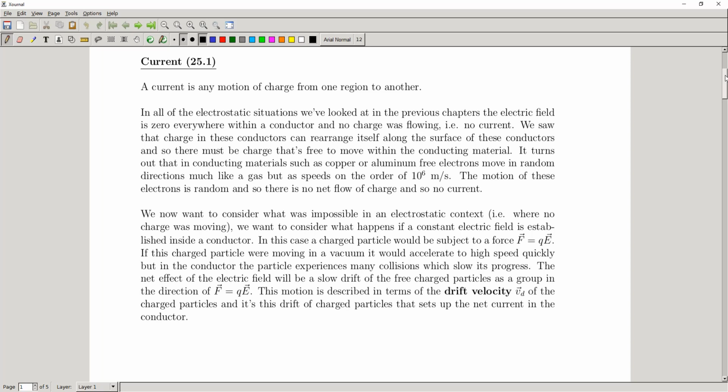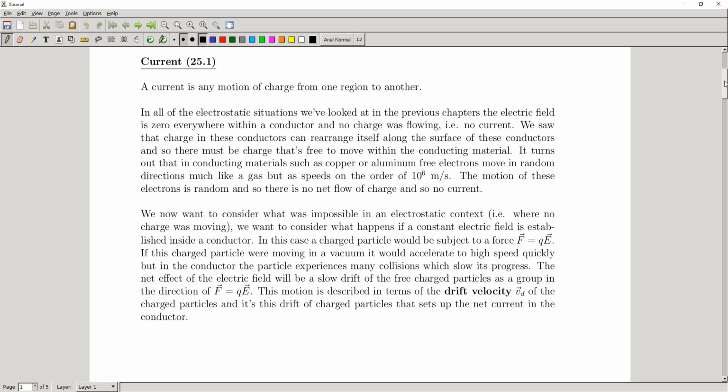So in all of the electrostatic situations that we looked at previously, our electric field was zero everywhere in the conductor, right? So there was no current flowing, and we said there could be no electric field in a conductor which was in equilibrium, which was electrostatic, right? We saw that the charges that are in the conductors can rearrange themselves along the surfaces.